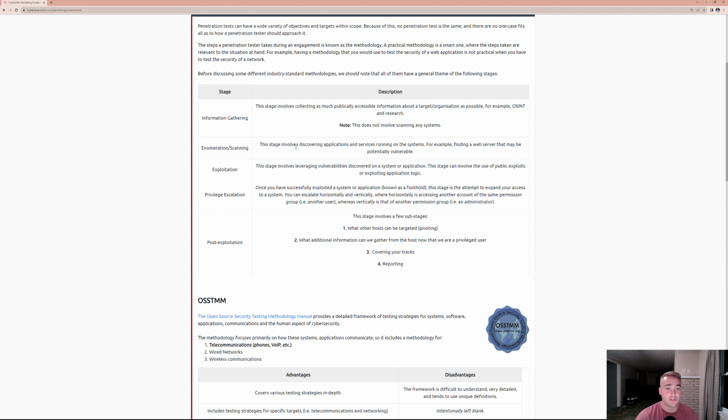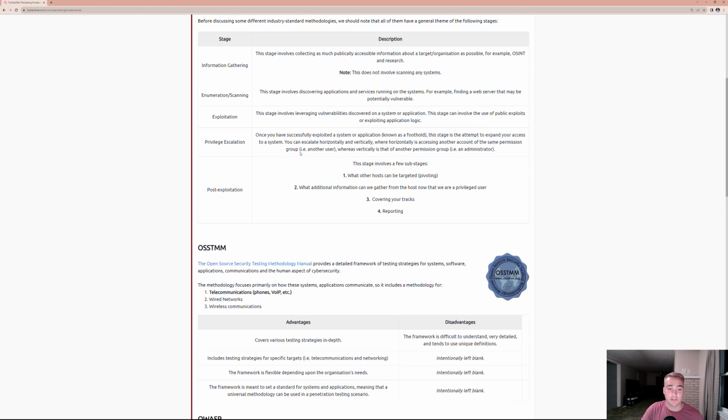Then in enumeration and scanning, you go through, find all the different vulnerabilities, and make a note of them. At that point, you exploit the vulnerabilities that you found. After you've exploited the systems, you move into privilege escalation, and then you move into post-exploitation. So once you've escalated and you're at the highest privilege that you can get, then you're going to move into post-exploitation.